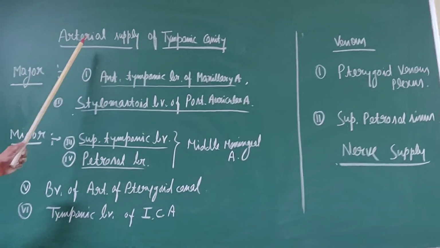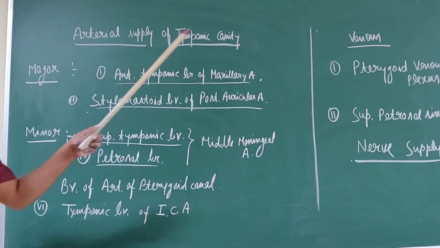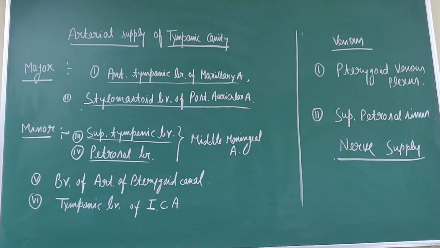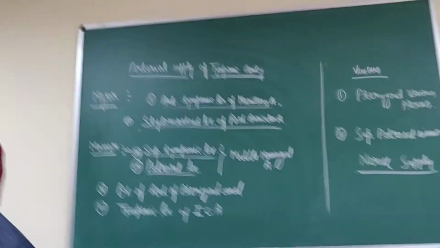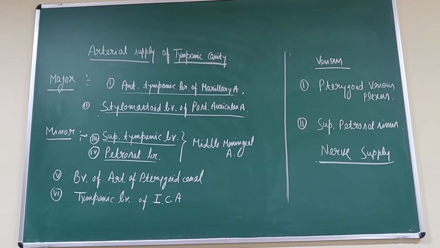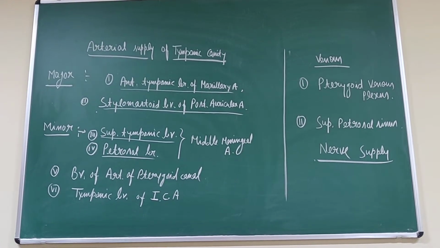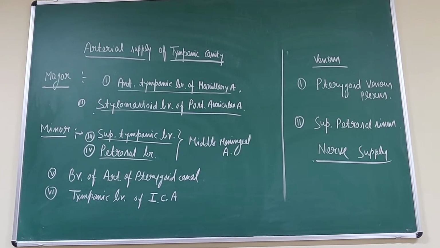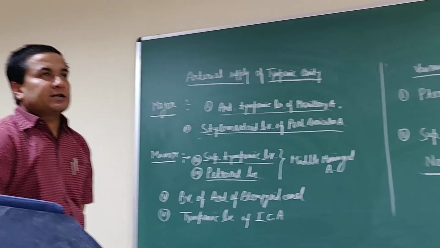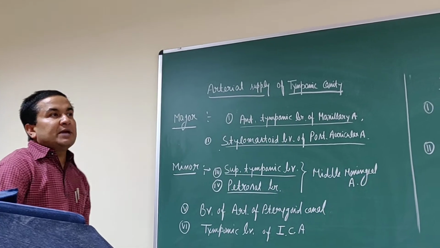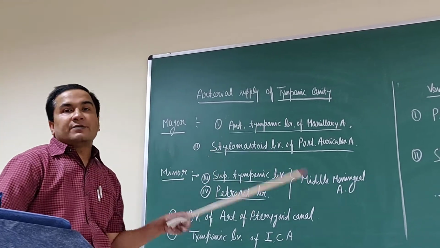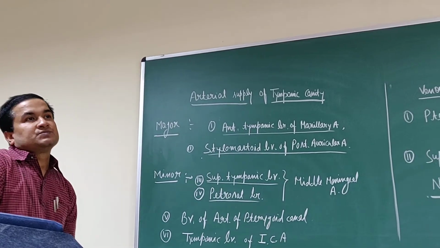Now the arterial supply and venous supply of the middle ear cavity. There are a total of 6 arteries that supply the middle ear cavity, out of which 2 are the major branches, while 4 are the small or minor branches. If you see the major branches, one is the stylomastoid branch of the posterior auricular artery.